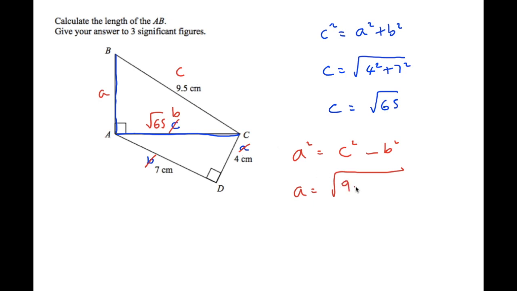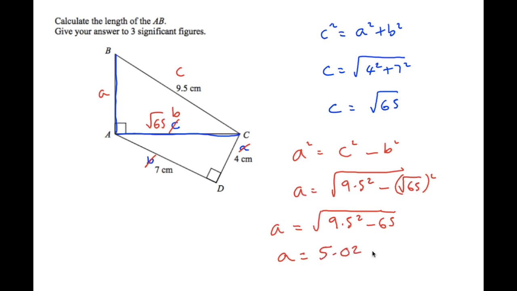9.5 squared minus the square root of 65 squared. Now, like last time, the squared and the square root cancel. A is equal to the square root of 9.5 squared minus 65. Pop that in your calculator and you get 5.02. That one is in centimetres, and again to 3 significant figures.